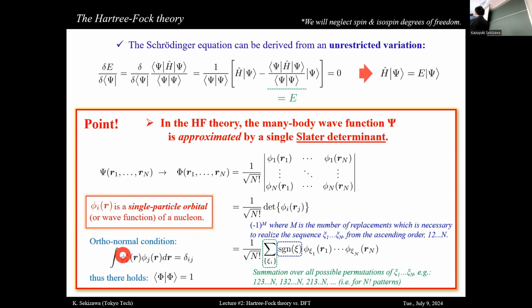Oh, and this is also the normalization relation for the single-particle wave functions. So the single-particle orbitals are also orthonormal to each other. This is just a condition.